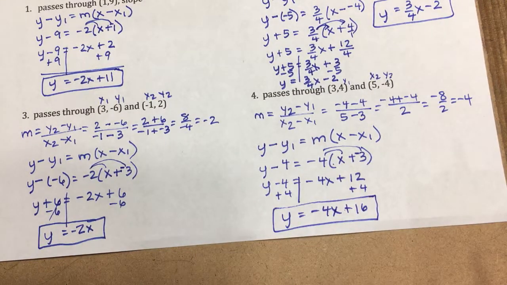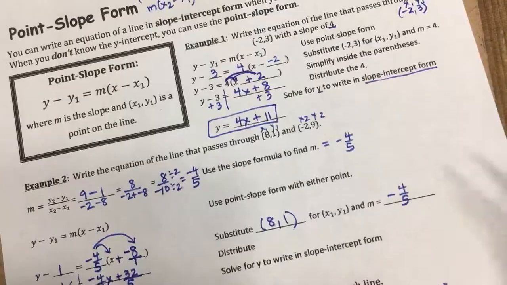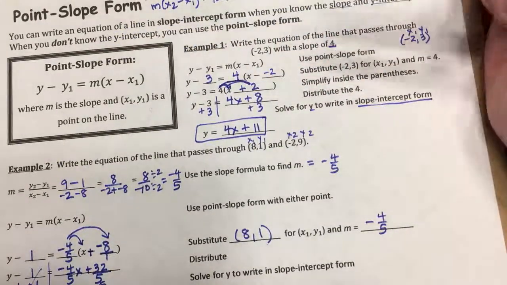All right, that's all for point slope. Again, it works for when you have the slope and a point or when you have two points.